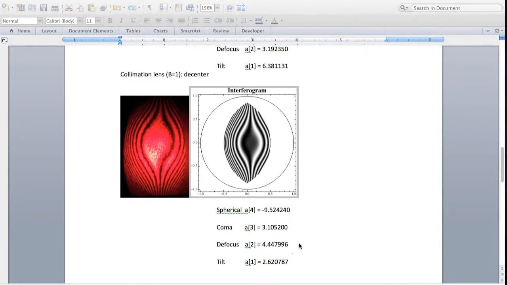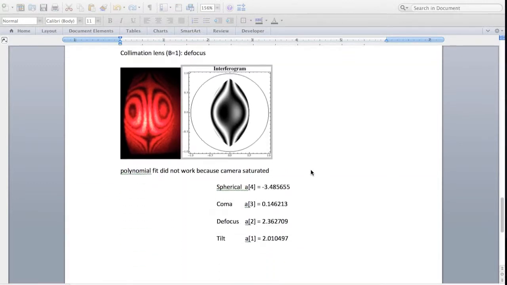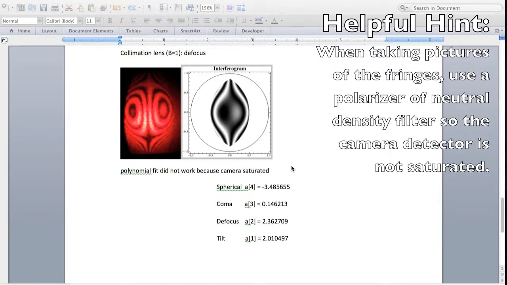Our defocus increased a little bit, and then with just defocus, but no decenter, because of the saturation on the camera, it was much harder to determine where to take measurements, which led to a polynomial fit that didn't work as we expected it to, and instead gave us this right here.